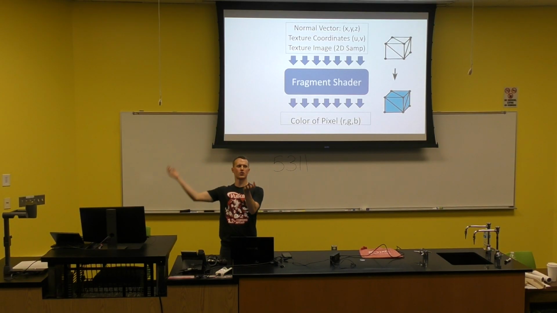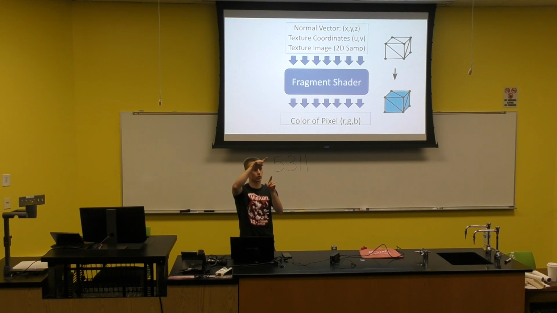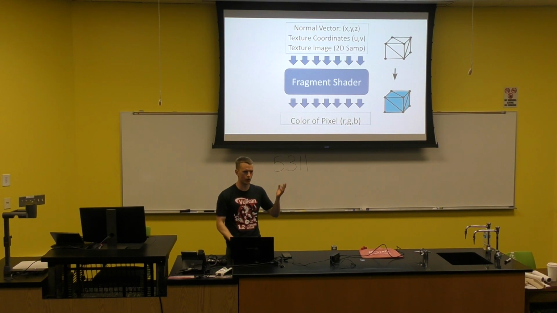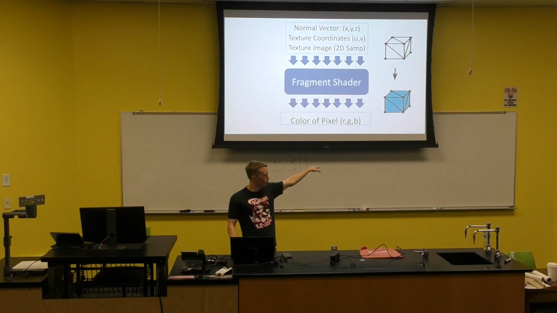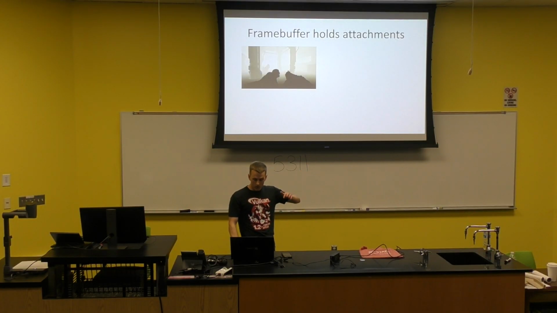And then you run through the fragment shader. This is where you do all the cool lighting effects. Now you have each pixel, and you can do things like a blur effect by taking the pixels around it and averaging the colors. This is where you do more cool, fancy logic.